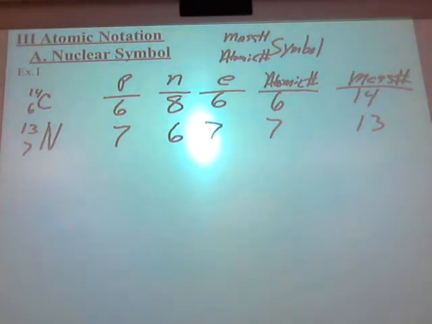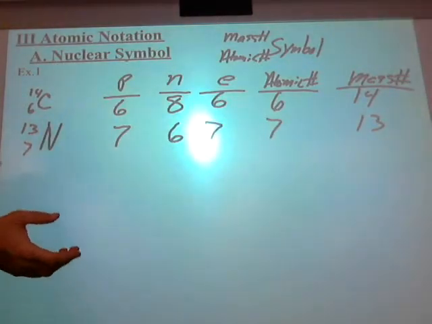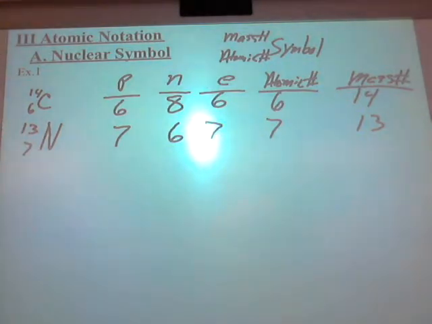What is a guy who has 52 protons? What is he? Tellurium. You don't have to know anything else about tellurium. You don't have to know how many neutrons he has. You don't have to know if he's an ion, if he's lost or gained electrons. You know if he has 52 protons, he is tellurium. You know silver always has 47.